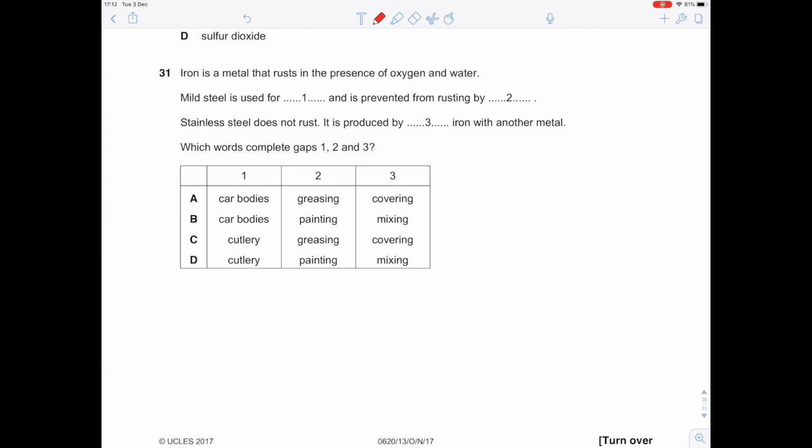Iron is a metal that rusts in the presence of oxygen and water. Mild steel is used for something and is prevented from rusting by something. Stainless steel does not rust, it is produced by something, iron with another metal. Which words complete gaps 1, 2 and 3? So what makes sense? Mild steel is used for, it's true, it's car bodies, so we're looking at A and B here. And is prevented from rusting by largely painting. And then let's just make sure that mixing makes sense for number 3. Stainless steel does not rust, it's produced by mixing iron with another metal. Yep, that does make sense, so the answer here is 31B.